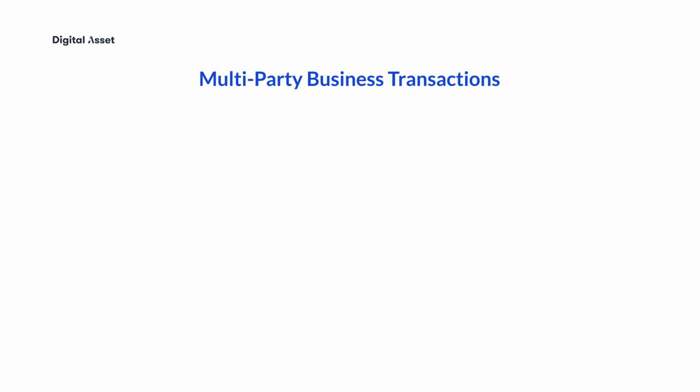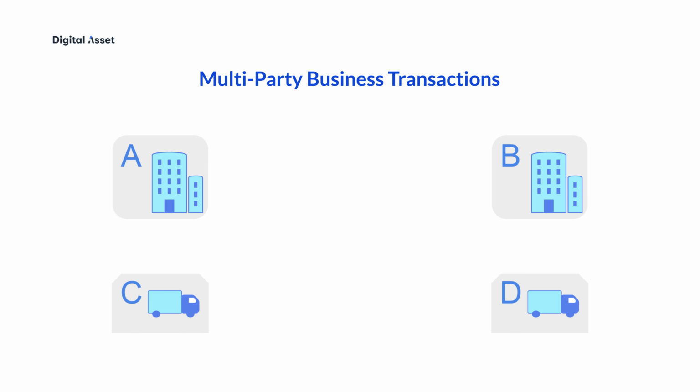Let us start with a simple scenario in which multiple parties need to interact with each other in a business transaction. Let us say that there are two manufacturers, A and B, manufacturing widgets, and two shipping companies, C and D, providing shipping services to A and B. There are three important considerations to keep in mind when designing a system for these companies to engage in business transactions.